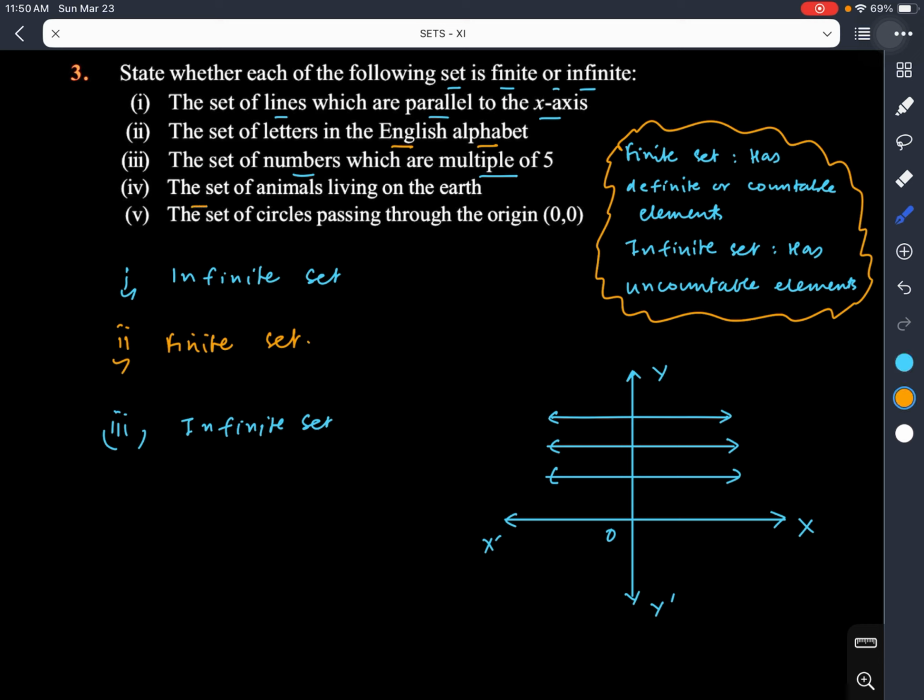Moving to the next part, the set of animals living on the earth. We know that there is an extremely large, yet countable, number of animals living on earth. So the set formed is a finite set. Part number last, the set of circles passing through the origin (0, 0). We know that the origin is the point of intersection of the x-axis and y-axis, and through this very point we can draw an infinite number of circles. So this set is an infinite set.